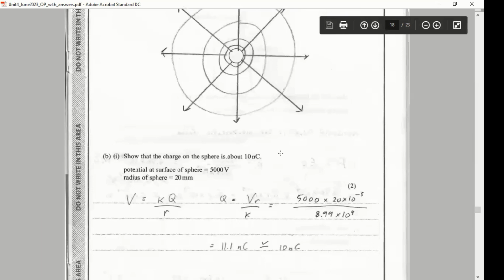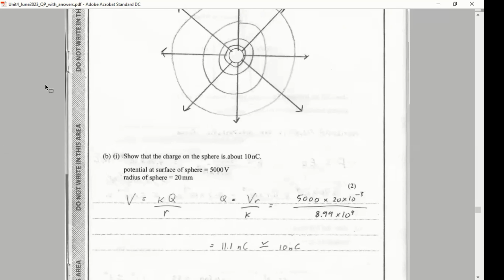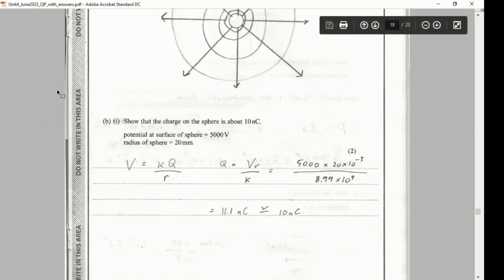B(i) shows that the charge on the sphere is about 10 nanocoulombs. Potential at the surface of the sphere is 5,000 volts. Radius of the sphere is 20 millimeters. Okay, so we look in the back, we get the formula out. Electric potential is kQ over r, rearrange. Q is electric potential times r over k. So it's 5,000 times 20 millimeters divided by k, and that's 11.1 nanocoulombs, so pretty close to 10 nanocoulombs. That was a very straightforward question.